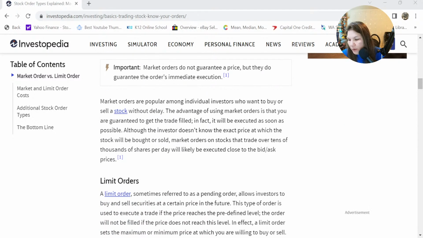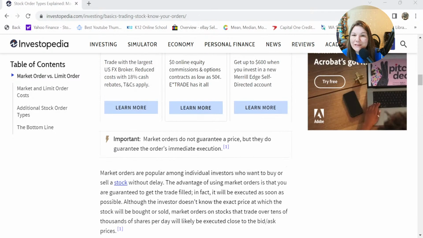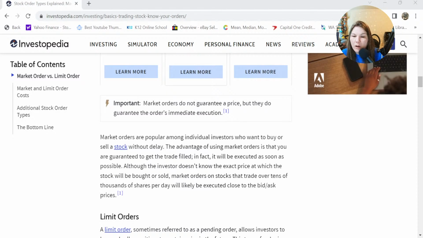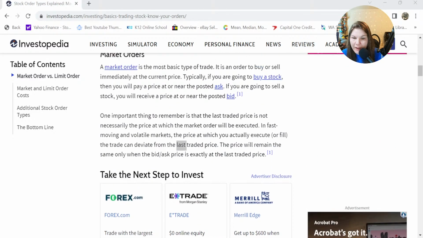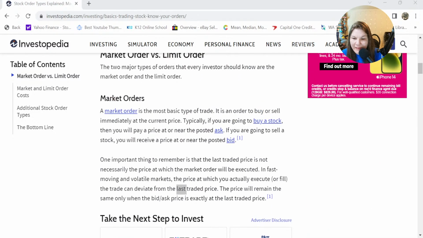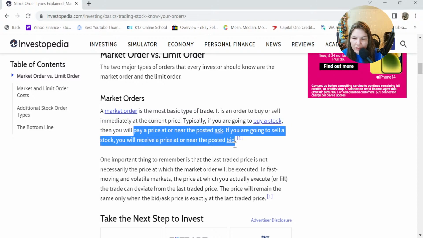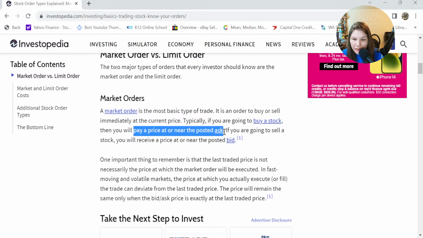Anybody remember what a market order was from yesterday? It is the basic order that gives you immediate execution, right? A market order is the most basic type of trade. It's an order to buy or sell immediately at the current price. And that is whatever is near the asking price.